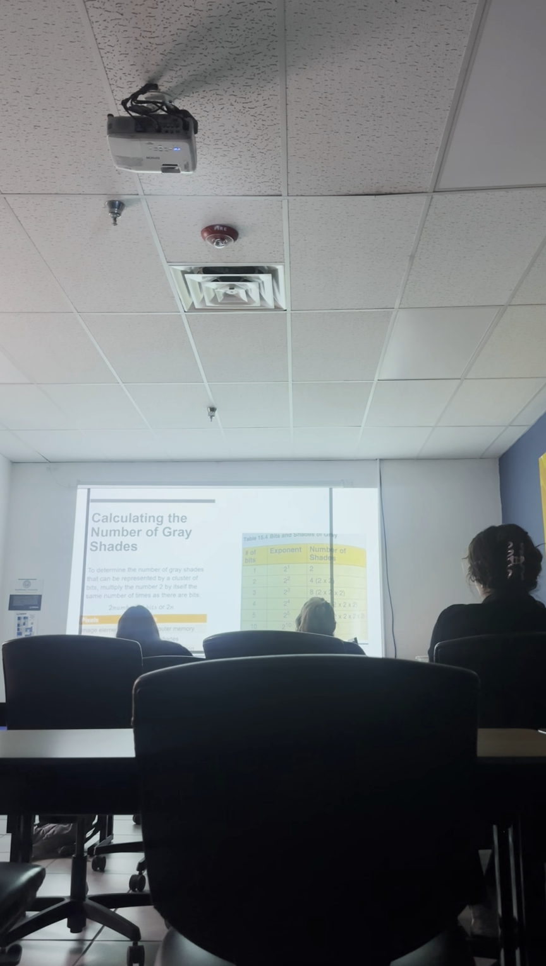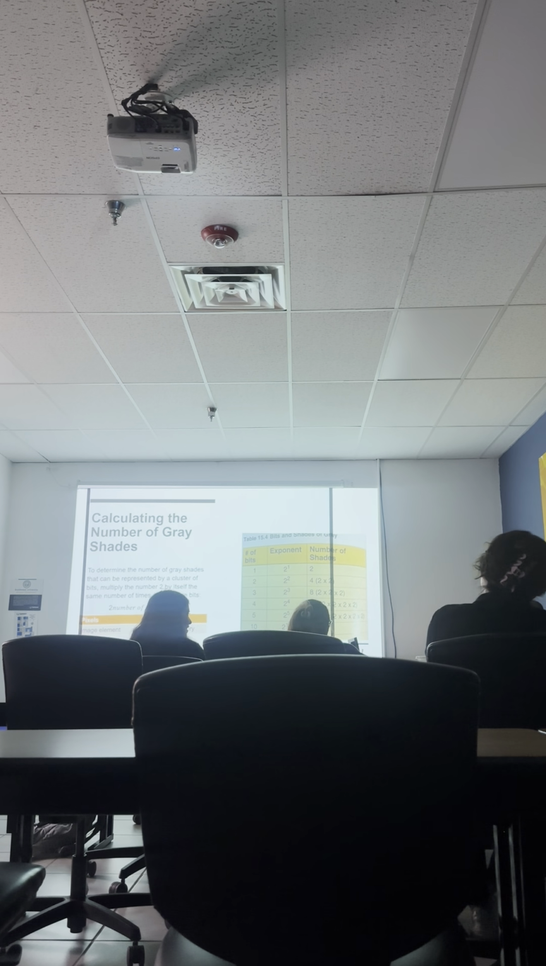Okay, so if we have a byte of information, and that byte has 3 bits, how many total shades of gray do we have? 8. Wait, how many bits did you say? Say that again. Okay, we have 2 bytes, so 16 bits. Oh, 2 to the power of 16.